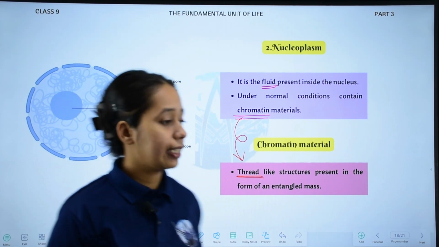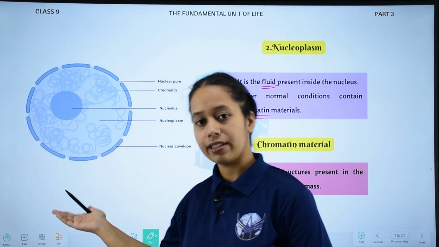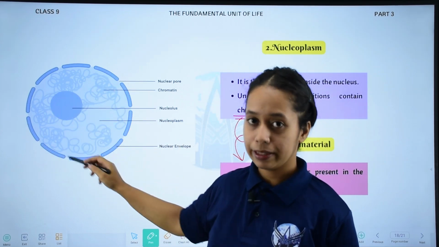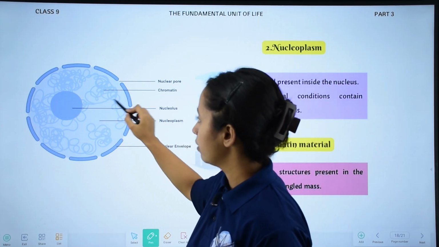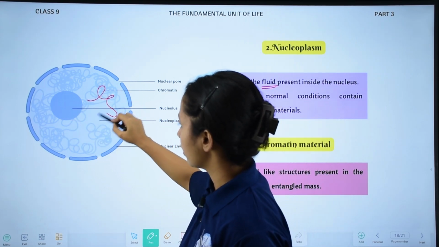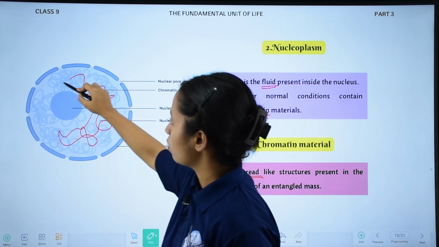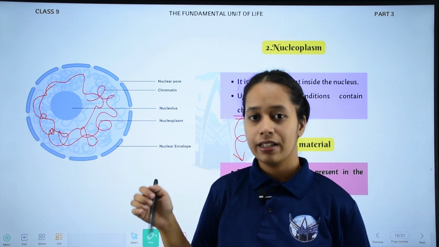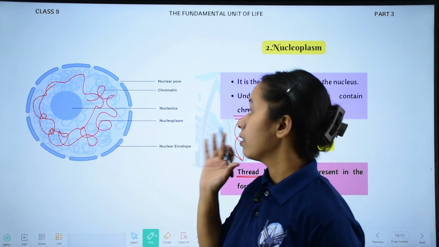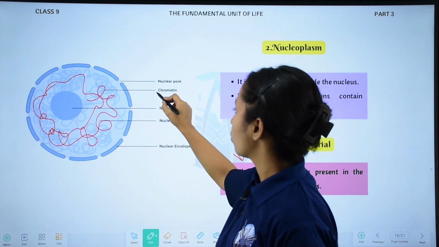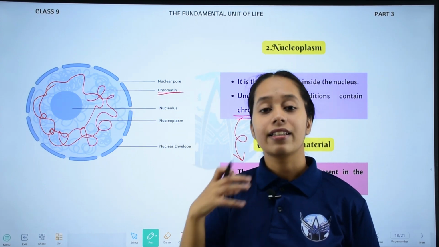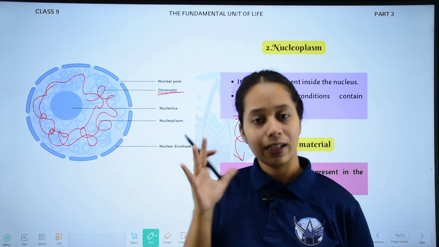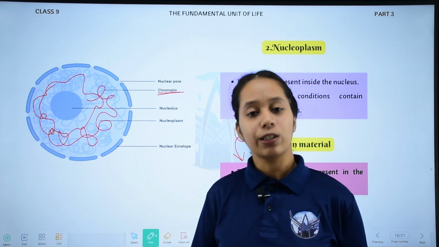If you look at the diagram over here, this is the nucleus. We have the nuclear envelope or the nuclear membrane, and then inside that all this thread-like structure that you can see. These are all entangled. You cannot separate these thread-like structures out one by one. It is in the form of an entangled mass, and this entangled mass is known as chromatin. Where is chromatin present? It is present in the nucleoplasm. And what is nucleoplasm? The fluid of the nucleus.